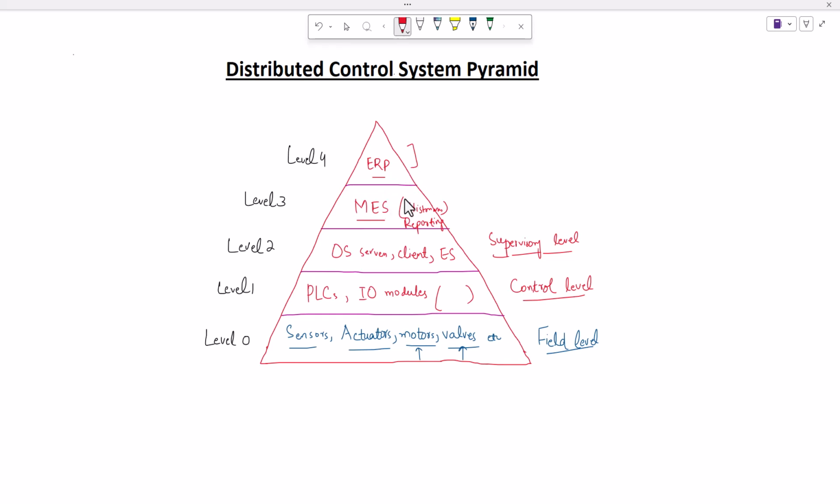So this is the DCS pyramid explained. We explained the field level, control level, supervisory level, MES, the manufacturing execution system level, and finally the ERP level.